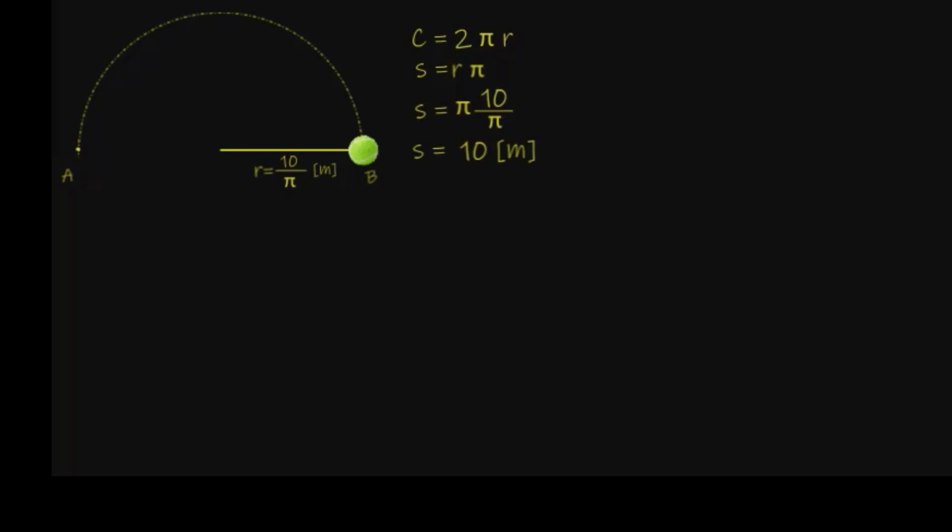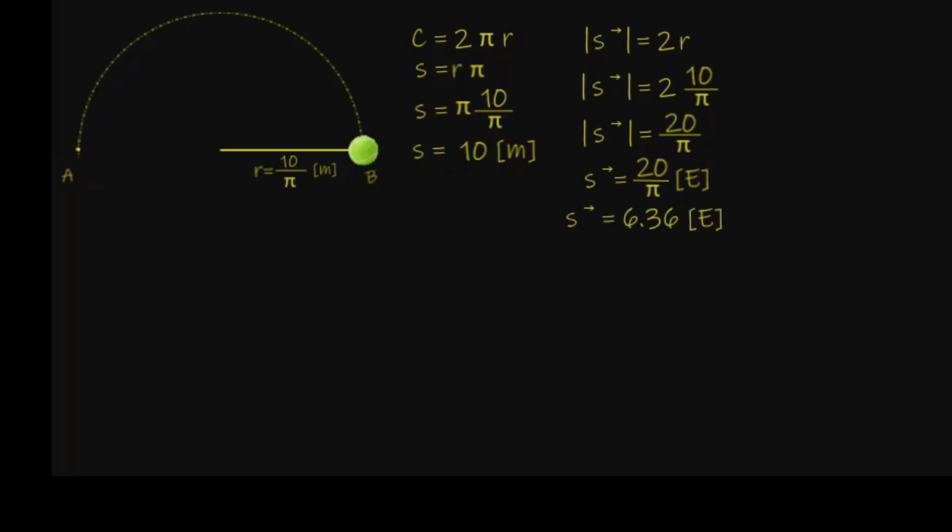We know that displacement is a vector, so the magnitude is equal to 2r. That is 2 times 10 over pi, which is equal to 20 over pi. And the displacement vector is 20 over pi to the east. If you want to calculate the exact value, you can use your calculator. You will find S is 6.36 to the east. We now can see the vectors, position vector and displacement vector in action.